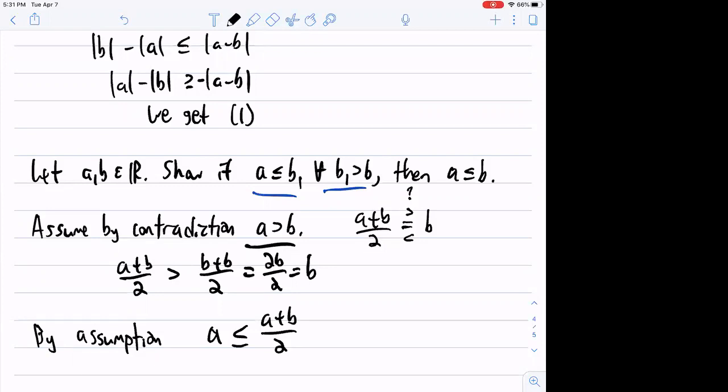What do you mean by assumption? Blue underline. Yeah, I thought assumption is A is bigger than B. So remember, the assumption is, whenever a number, this is for all b1 bigger than b, right? So a is smaller than any number that's bigger than b. In particular, we just said this number is bigger than b, right? So by the assumption, a is smaller than or equal to it.